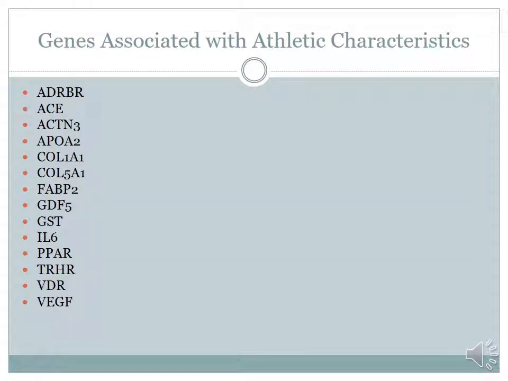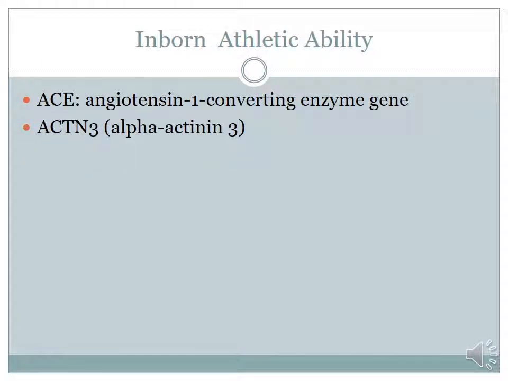This slide lists genes that have variants that could impact such characteristics as muscle response to exercise, metabolism, tendency to gain weight on specific diets, endurance, strength, and susceptibility to specific injuries. All of these are being used to see if someone would have an inborn athletic ability. So several dozen companies worldwide offer these direct-to-consumer genetic tests for athletic ability.